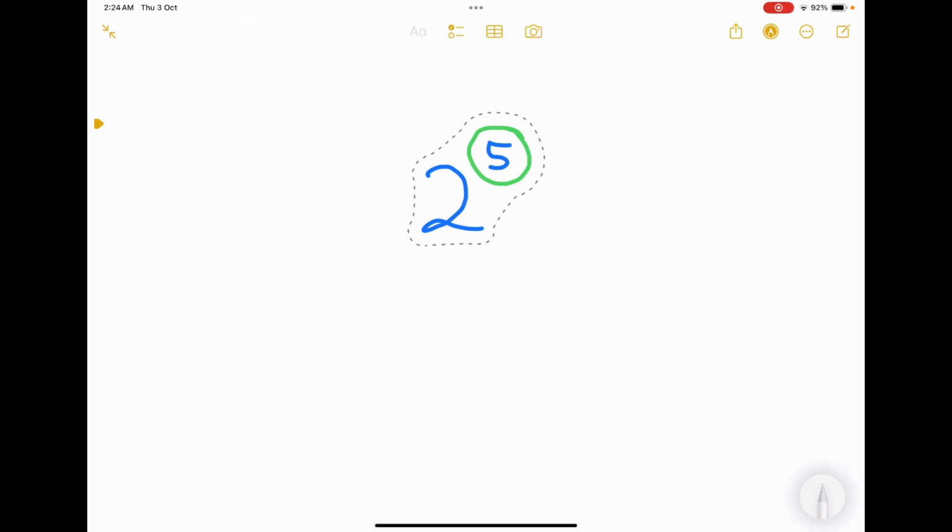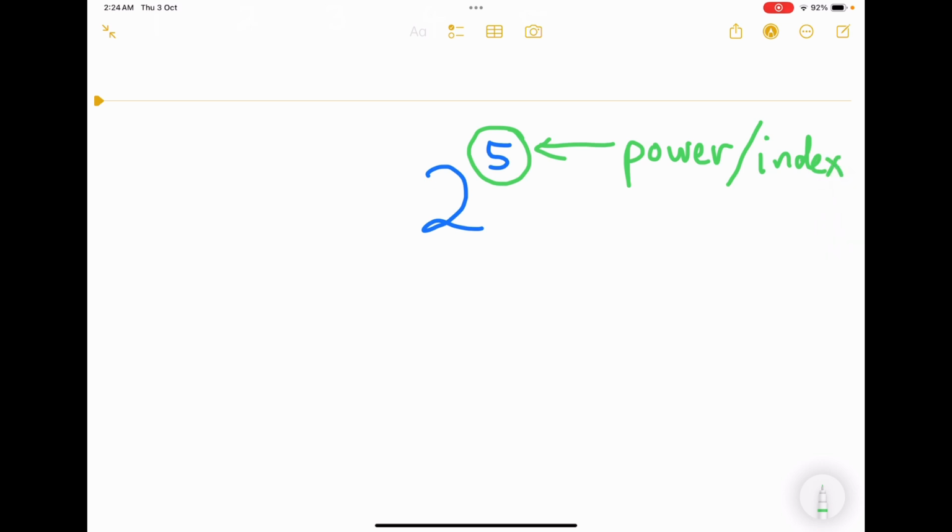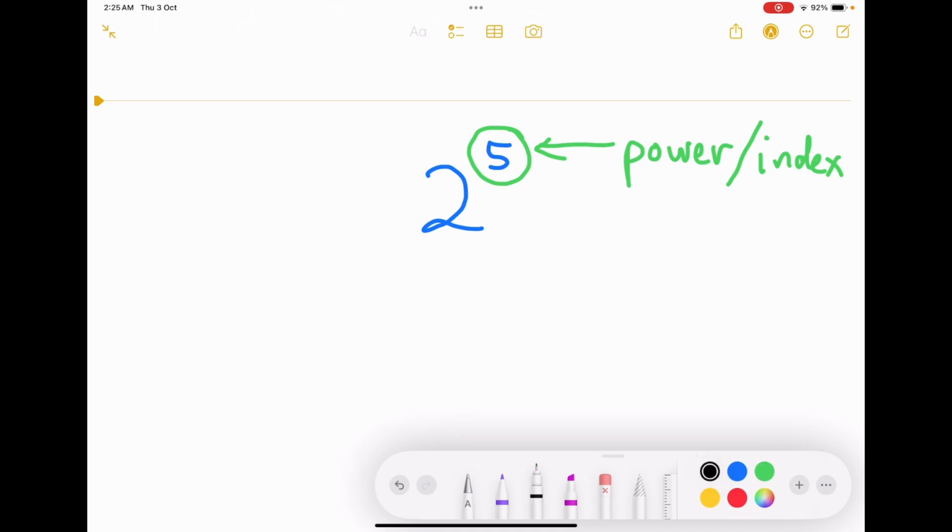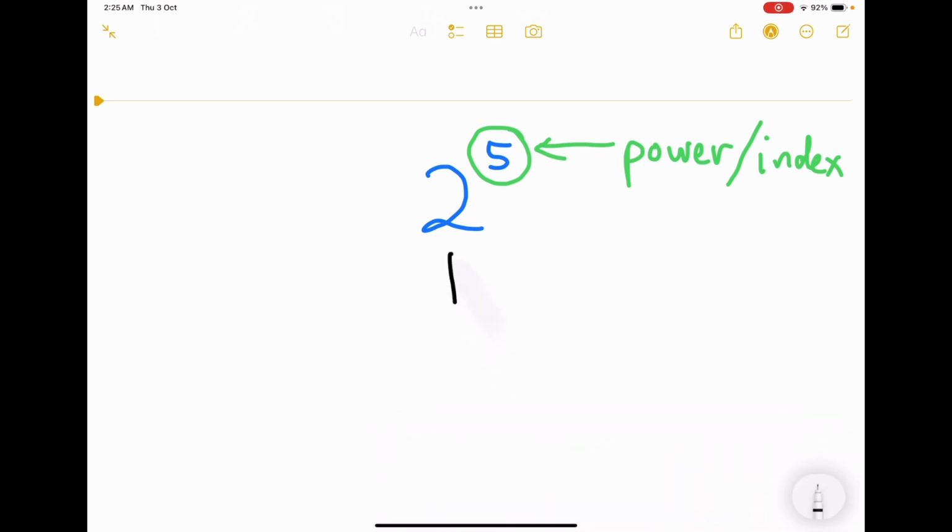That number 5 has a special name. We call it the power or the index. Indices is the plural of the index. The number 2 is called the base. The base is the number that's repeated. The index tells you how many times to write that number.